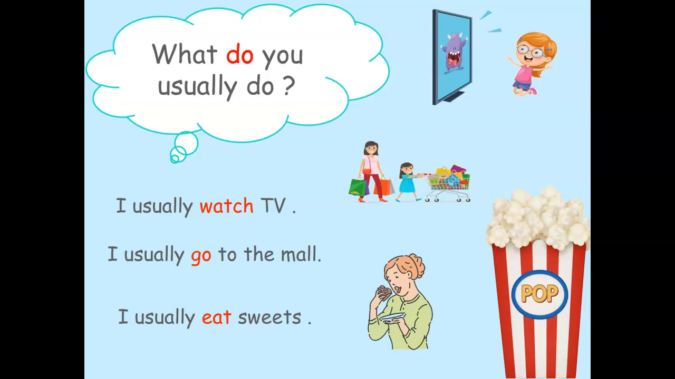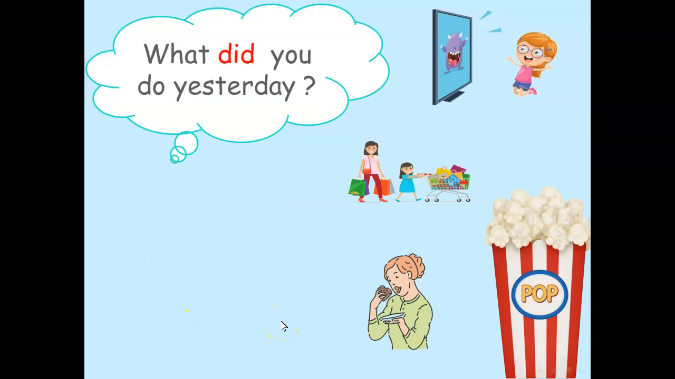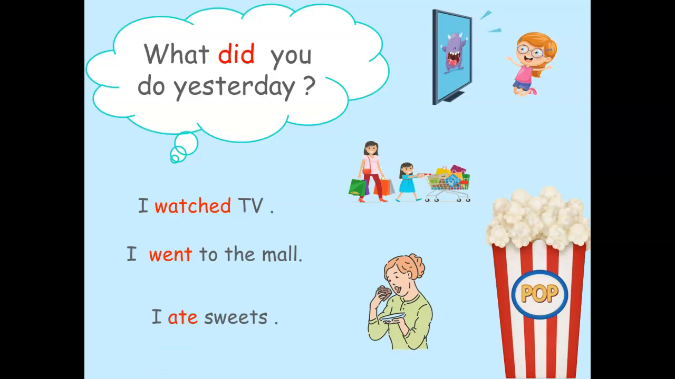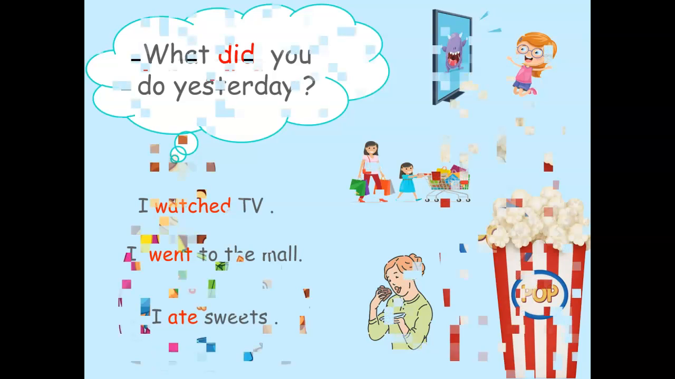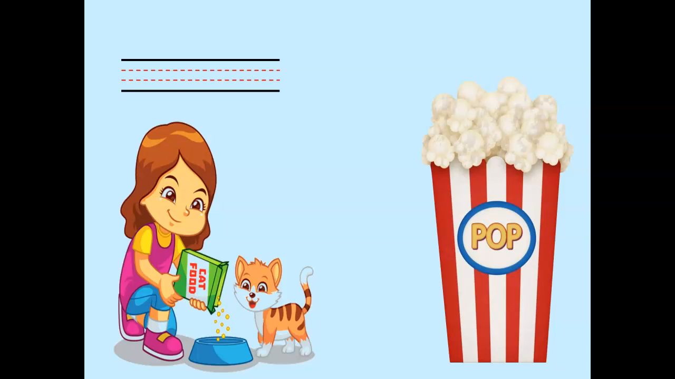So here, what do you usually do? I usually watch TV. I shouldn't use the past. I usually go to the mall. I usually eat sweets. What about here? What did you do yesterday? You have to use the simple past tense. Okay? لازم نستخدم الماضي في السؤال ده. Number one, I watched TV. I went to the mall. I ate sweets.